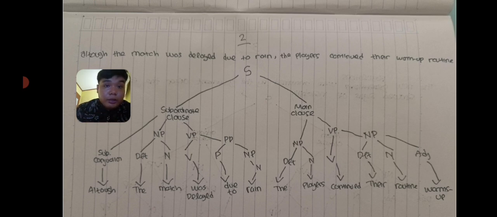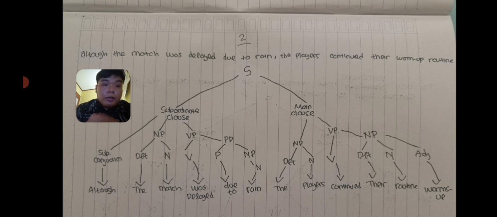Noun is rain. So the subordinate clause is although the match was delayed due to rain. That is the subordinate clause. And in the main clause, we're gonna divide it into two parts, which is noun phrase and verb phrase.